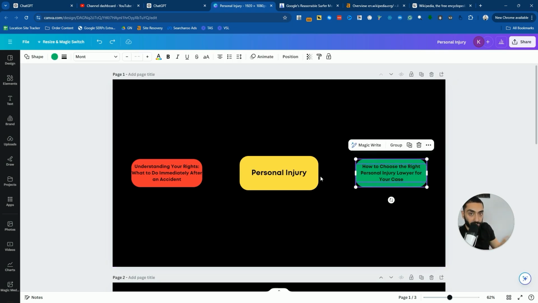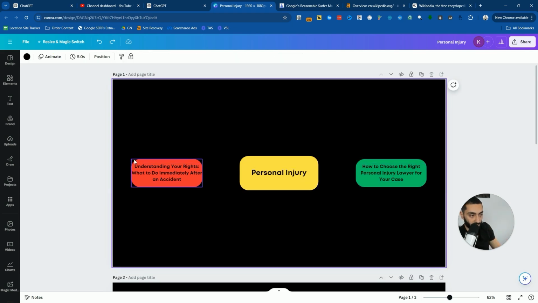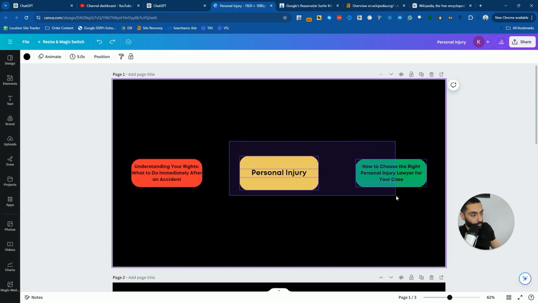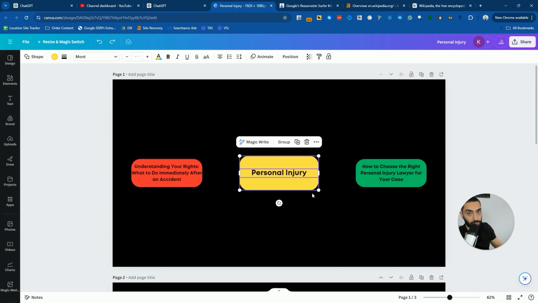Google will go out of its way to try and find websites that have both of these articles. Same goes with the other side as well: understanding your rights, what to do immediately after an accident. If a lot of people search for that, but a lot of websites do not have personal injury as an actual service, Google will naturally try to find websites that do provide personal injury as a service, so that it creates a better user experience for the visitor landing on your webpage.